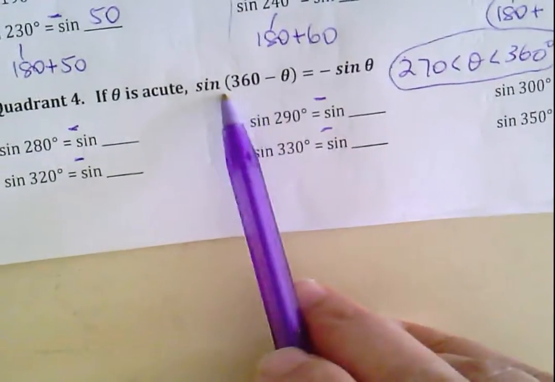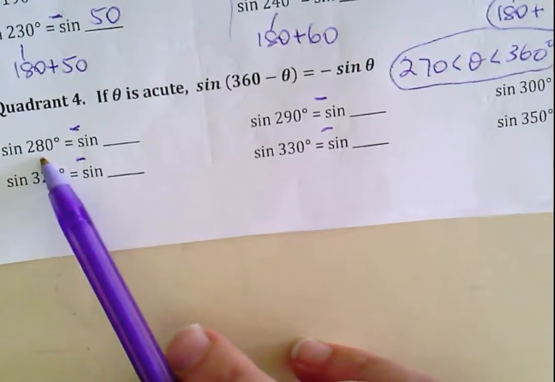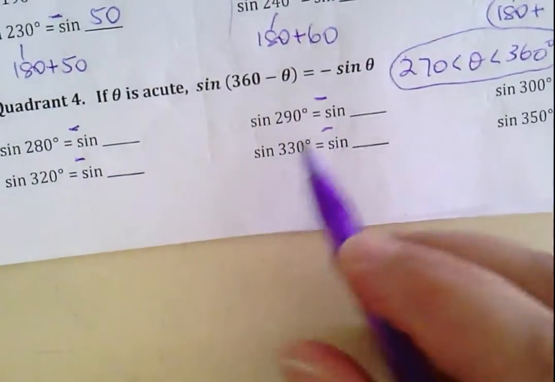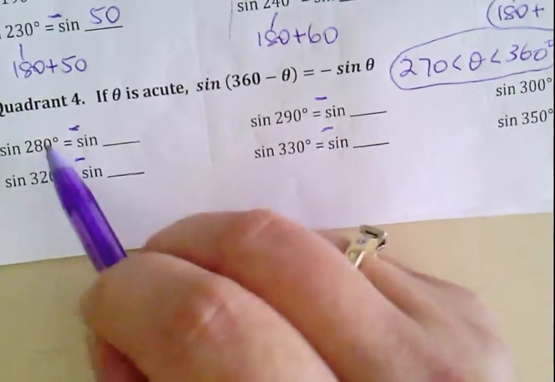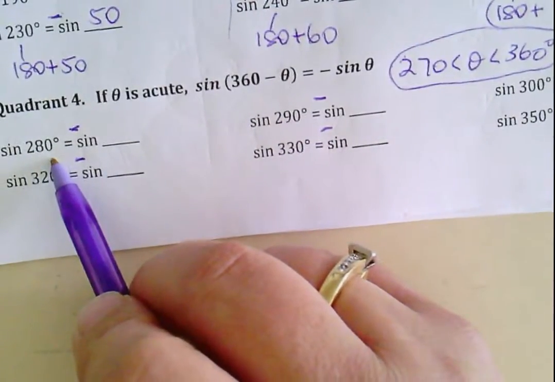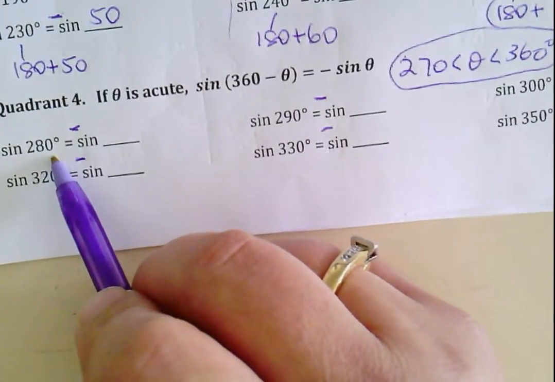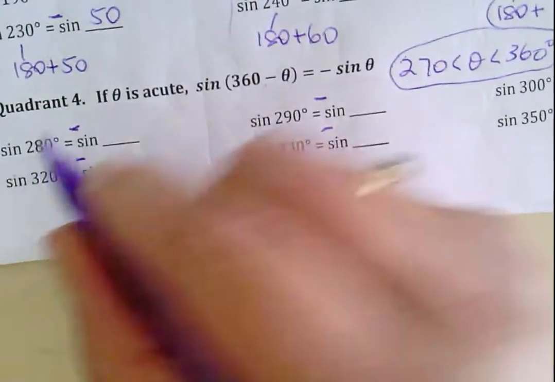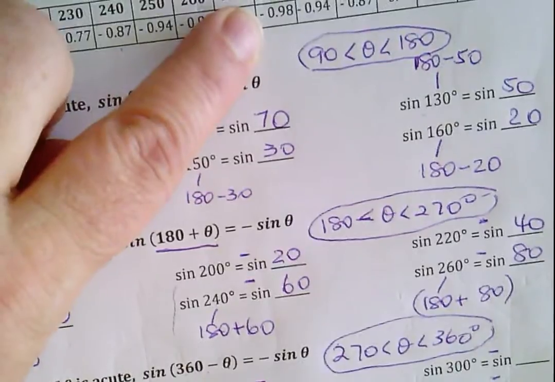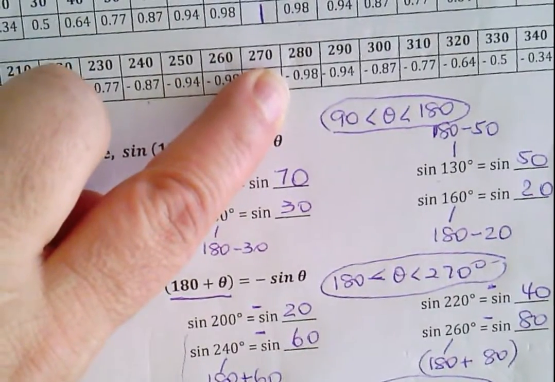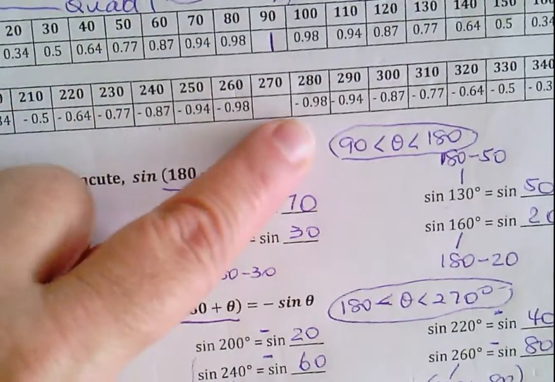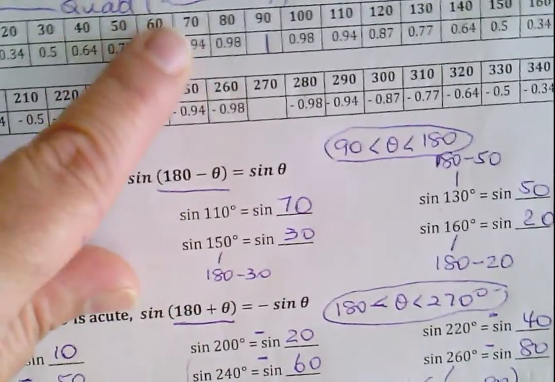So, all right, quadrant 4 is from 270 to 360. But the way that you talk about the angle, you don't say that 280 is 270 plus 10. You have to say that 280 is 360 minus what? Well, what's 360 minus 280? 80. So 360 minus 80 is 280. So it's the same as negative sine 80. Look, sine of 280 is negative 0.98. Sine of 80 is positive 0.98. So sine of 280 is negative of the 0.98.